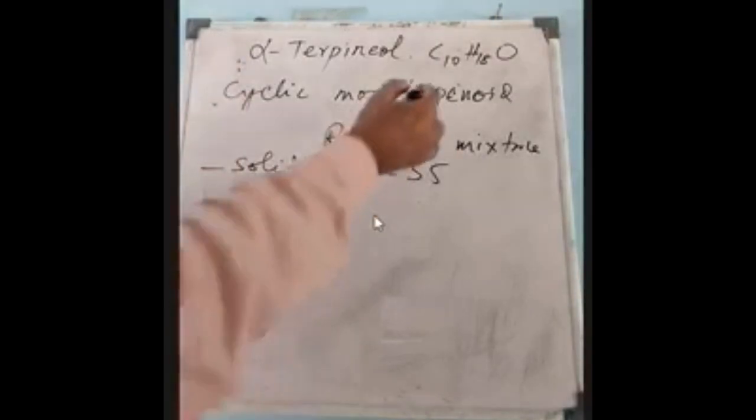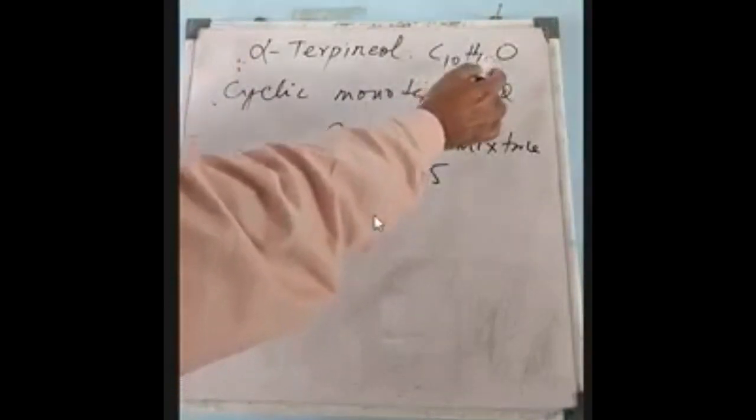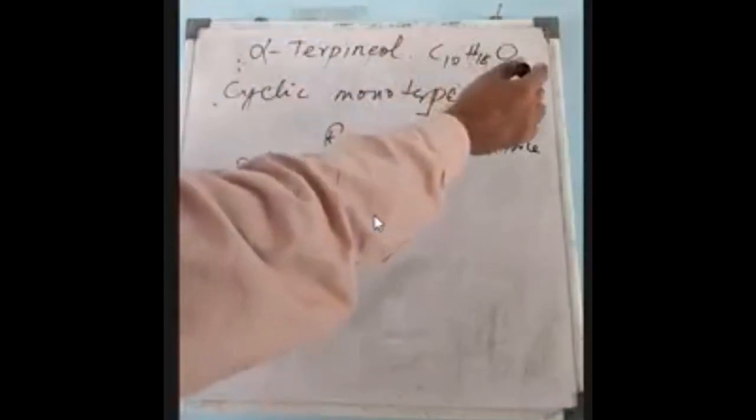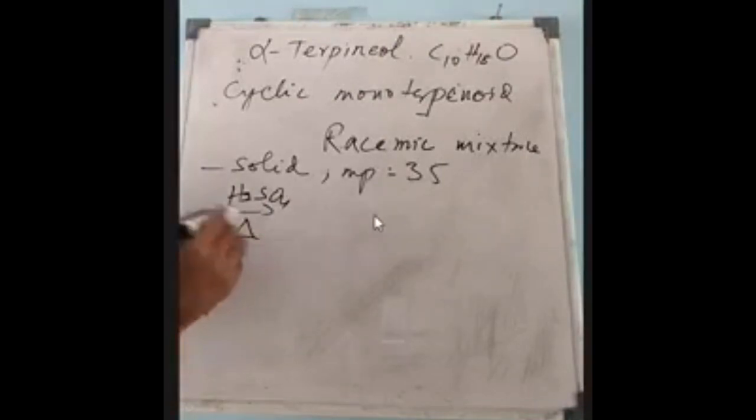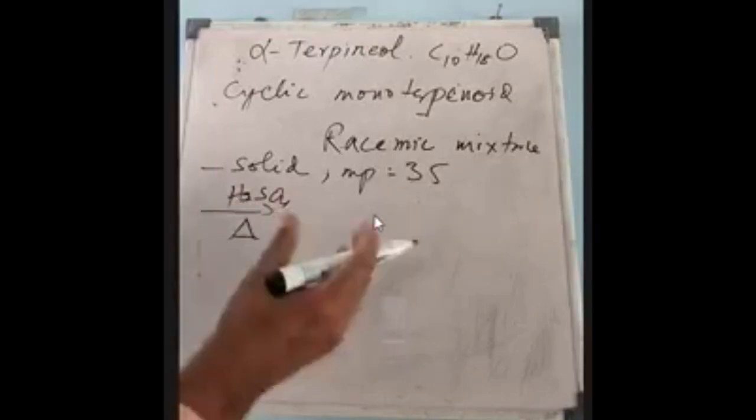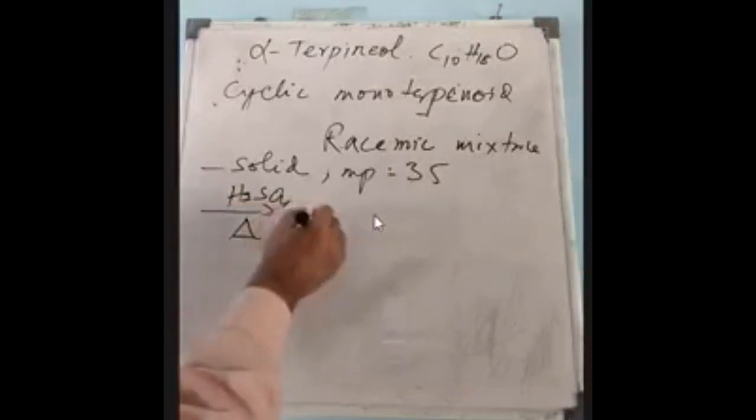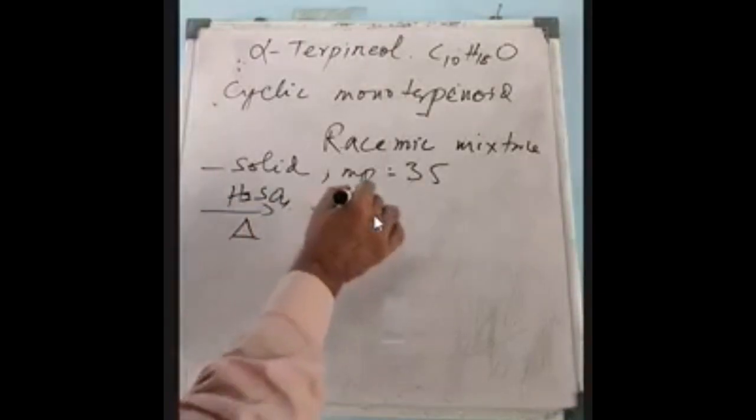As far as the molecular composition is concerned, it is C10H18O, and we know it is monocyclic. Now, what happens when it is treated with sulfuric acid? Last time we used potassium hydrogen sulfate. Here, when it is heated with sulfuric acid, fragmentation takes place, and one of the fragments obtained is paracymene.